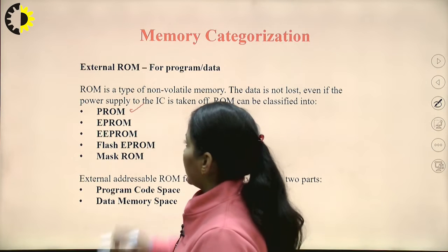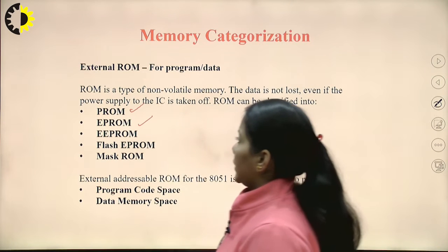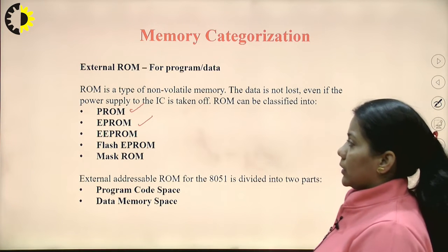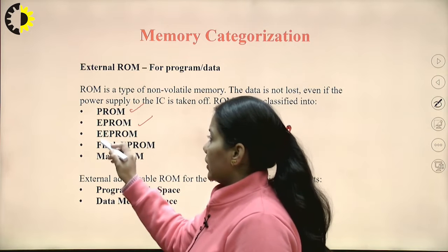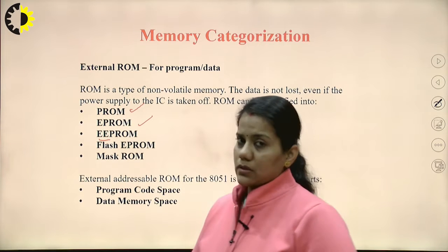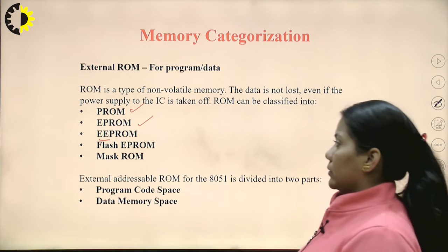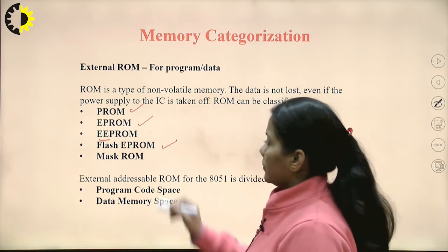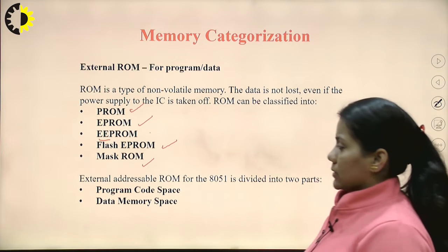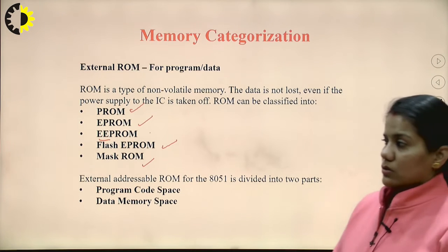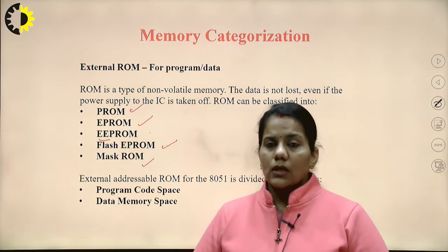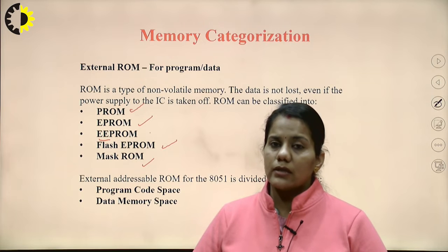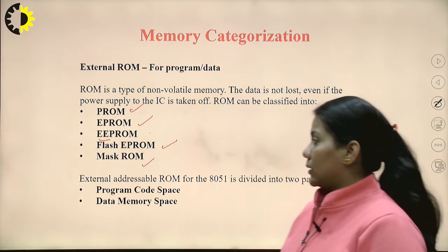PROM is programmable ROM. EPROM is erasable programmable ROM. EEPROM is electrically erasable programmable ROM. Next is flash EEPROM. Last is mask ROM. All these ROMs are fabricated using different technologies, and hence the names define them.